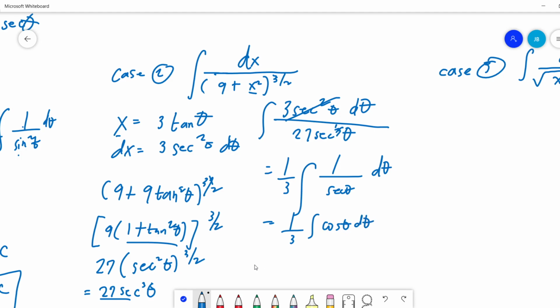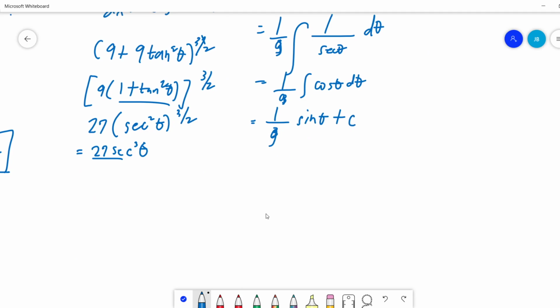Therefore, we can now easily find the answer. So that's 1/3, and the integral of cosine theta is positive sine theta. Correct? Okay. Oh, this should be 1 over 9. Sorry. So 3 over 27 is 1 over 9. Alright. And then, that is sine theta. Do not forget the constant.